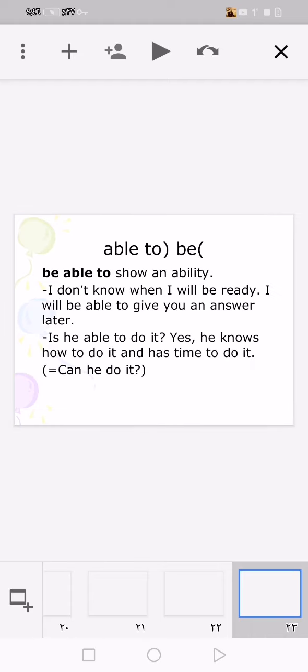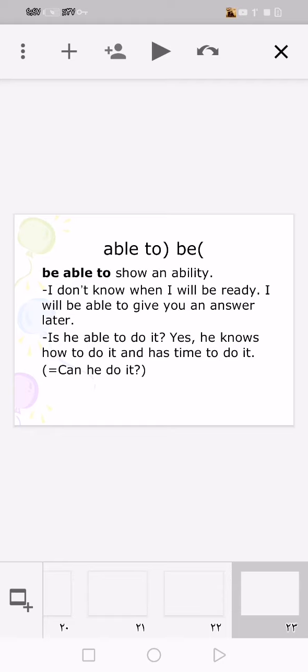Be able to, its uses. Students, we talked about can and could, and we also talked about have to. What we are going to focus on in our topic of modal verbs is three types of modal auxiliary verbs: number one, can, whose past is could; number two, have to, whose past is had to; number three, very important, be able to, which I am talking about now, to show an ability. In this course, in the first semester, we are just going to focus on three types of modal verbs: number one can, number two have to, number three be able to.